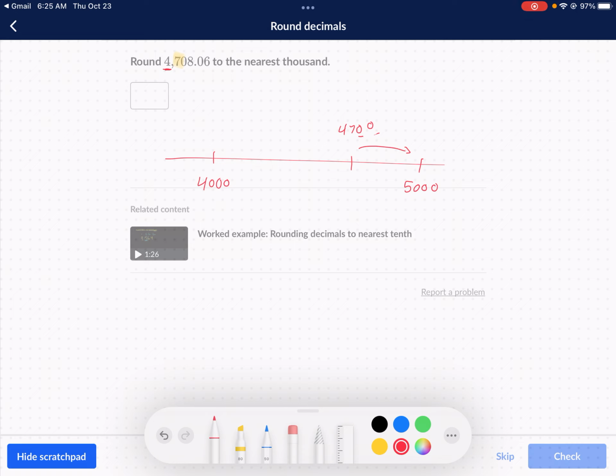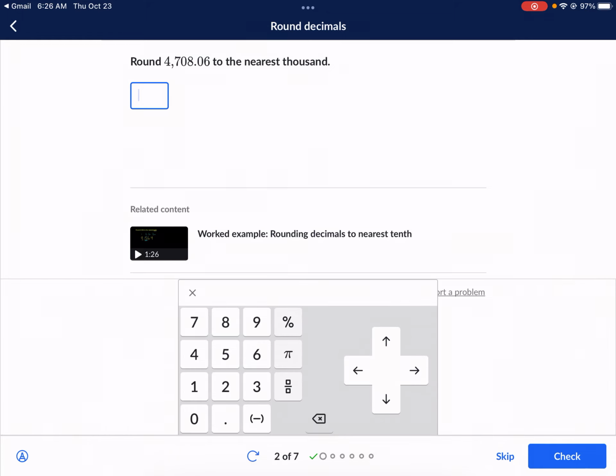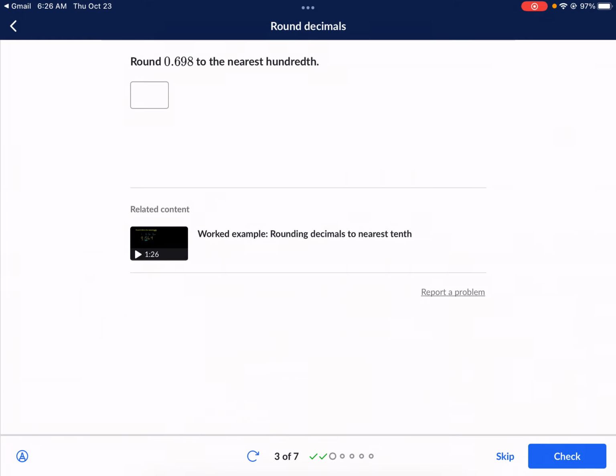So if I see that as a 7, that's 5 and above, that means I'm going to give this number a shove. That thousands place, I'm going to round that up. I'm going to move that to be a 5. Don't just write it 5, because obviously 4,700 isn't rounded to 5 to the nearest 1,000. I need to fill in zeros until I get to that decimal point, and then I don't include any decimals after that. So 5,000 is my answer. That's the nearest 1,000. I check my answer, and we're good.